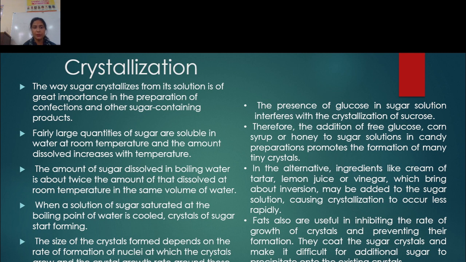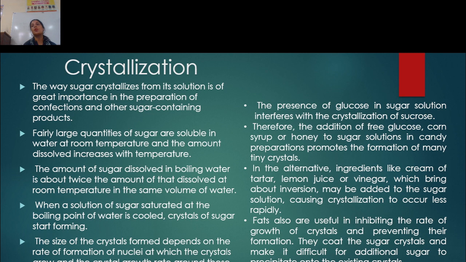When a solution of sugar saturated at the boiling point of water is cooled, crystals of sugar start forming. The size of crystals formed depends on the rate of formation of nuclei and the crystal growth rate around these nuclei. When you are preparing candies, the size of crystals formed and the speed of crystallization are very important in achieving the right structure.